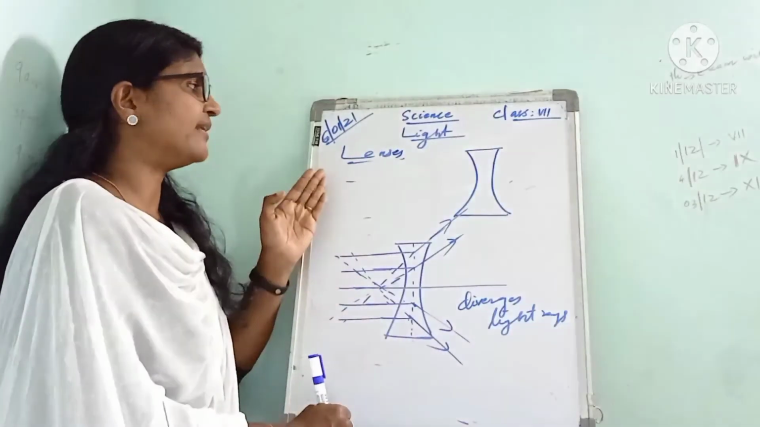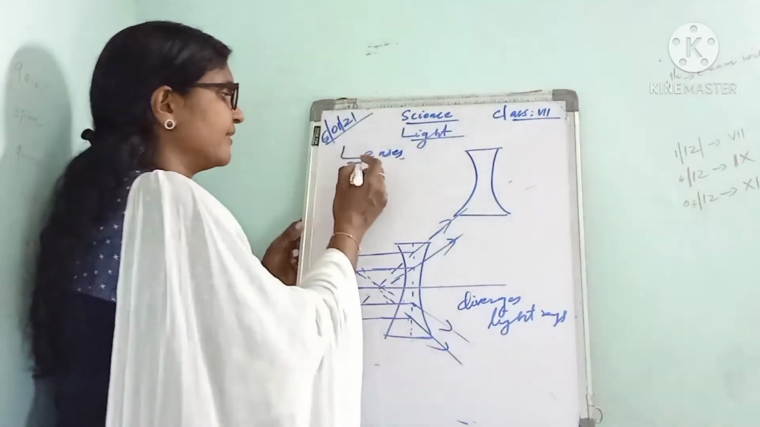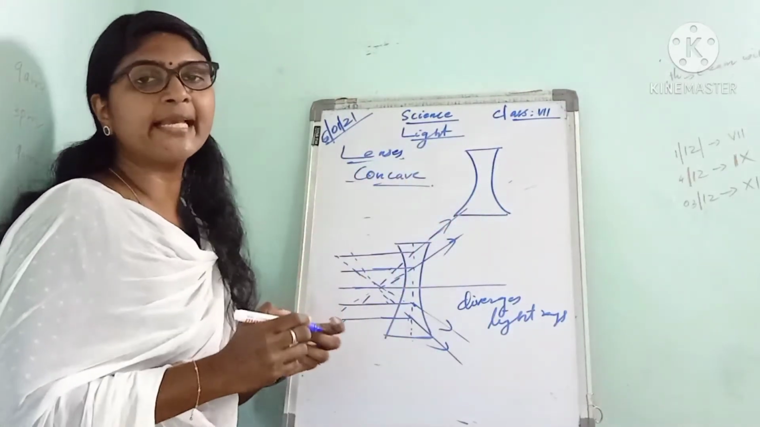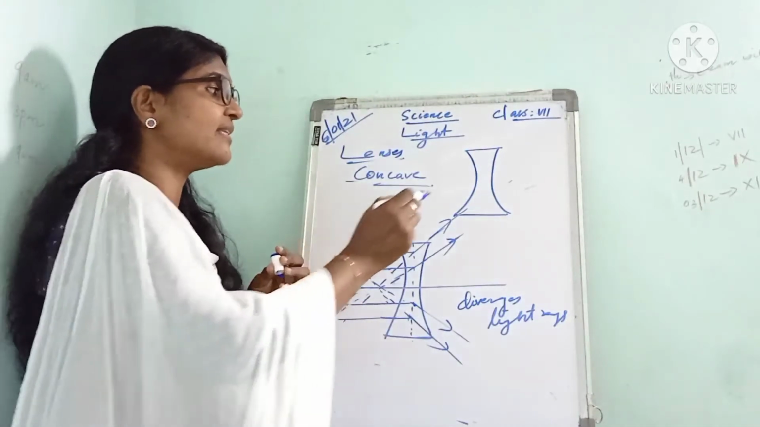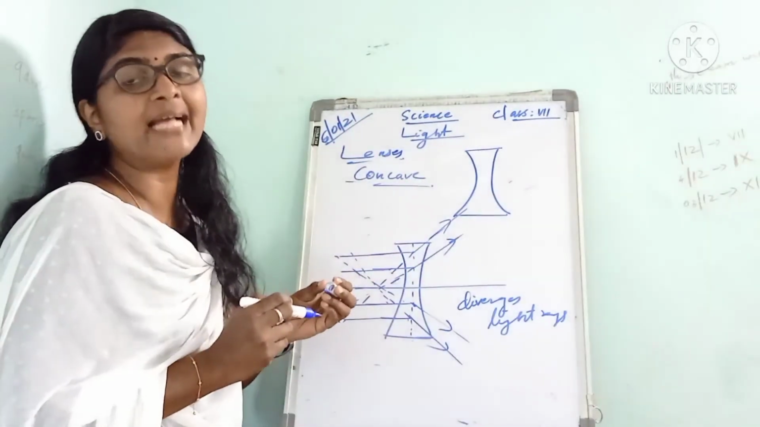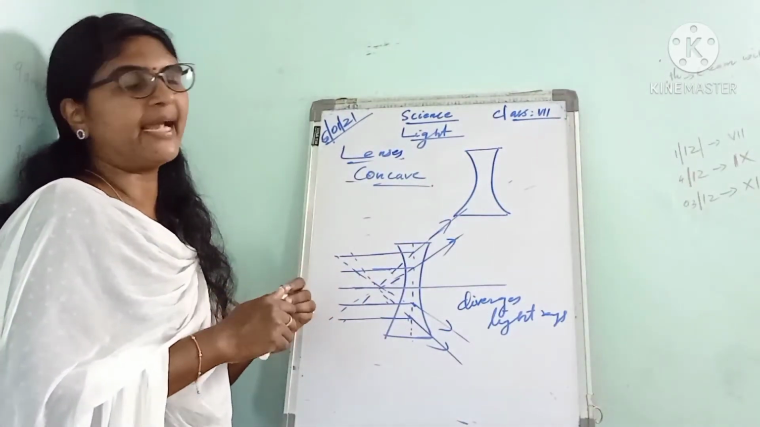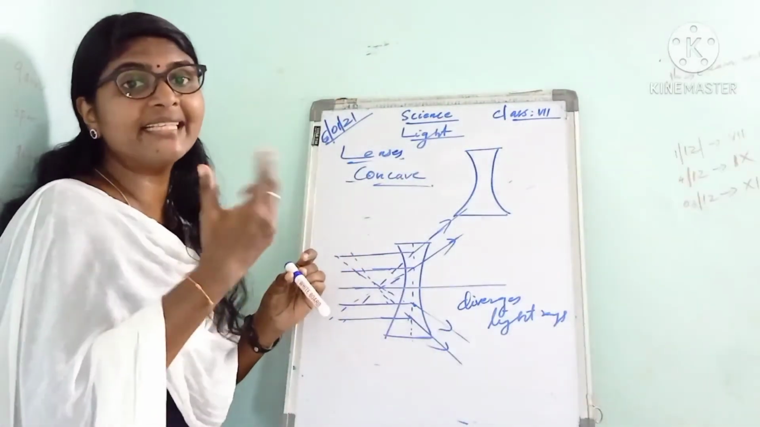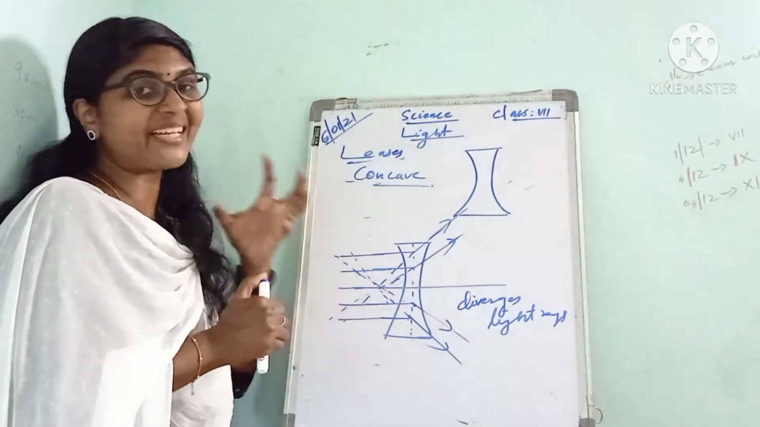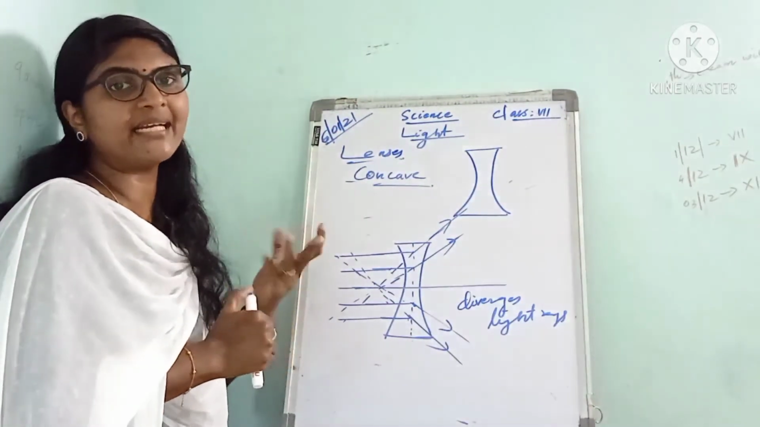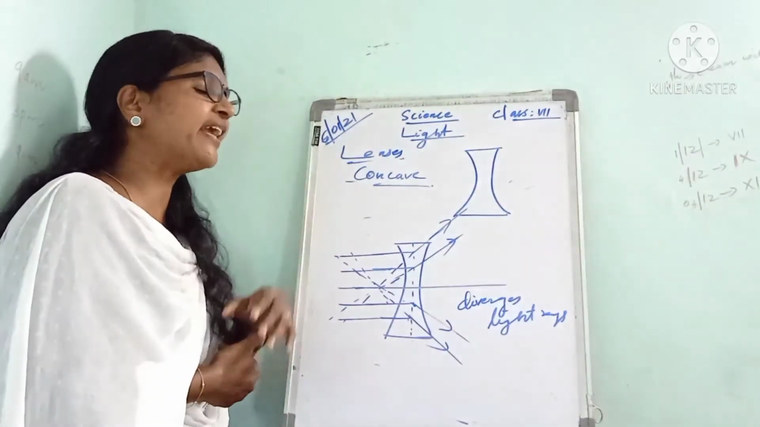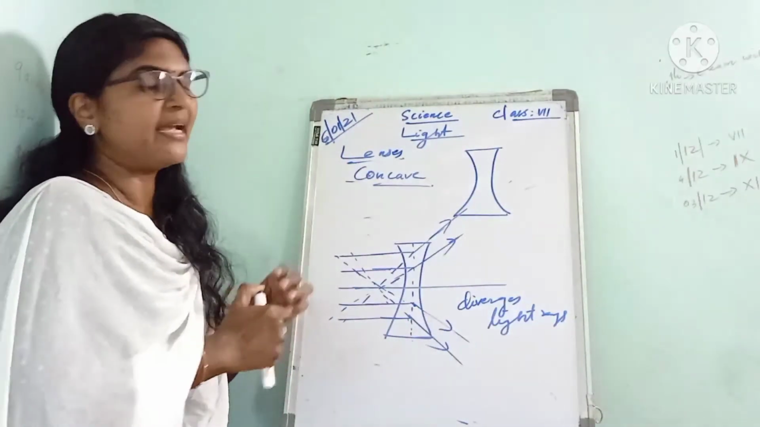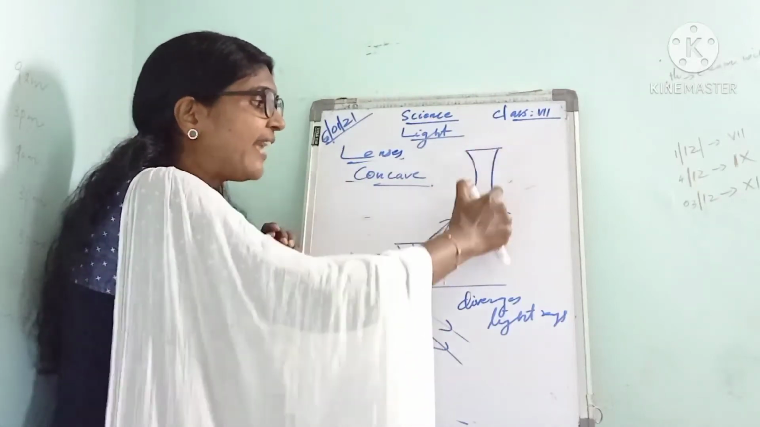The next type of lens is the concave lens. Next we are going to discuss the concave lens. A concave lens is thinner at the center than at the edges, but a convex lens is thicker at the center than at the edges. Here the concave lens is thinner at the center than at the edges.